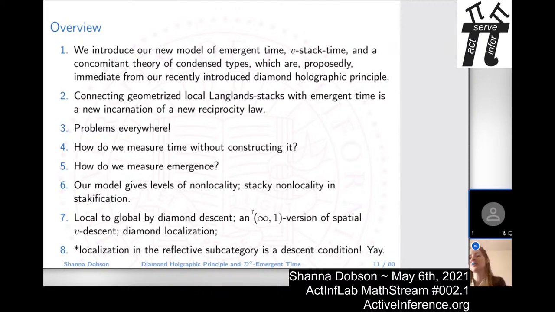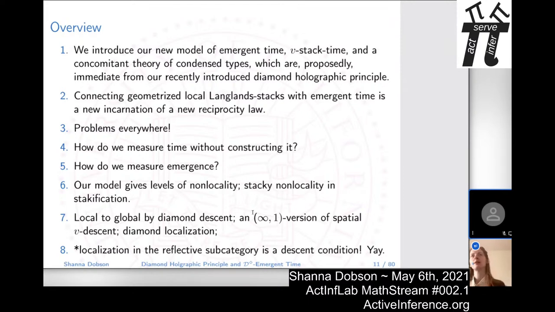So our model gives levels of non-locality, not just saying there exists a spatial non-locality. No. If you can put them together in that formal spectra, what if you had levels of non-locality everywhere? And that's sort of what I'm into. So I call it a stacky non-locality and stackification. I think stackification is a word like spaghettification. It does exist. I may have misspelled it. Sorry. All right.